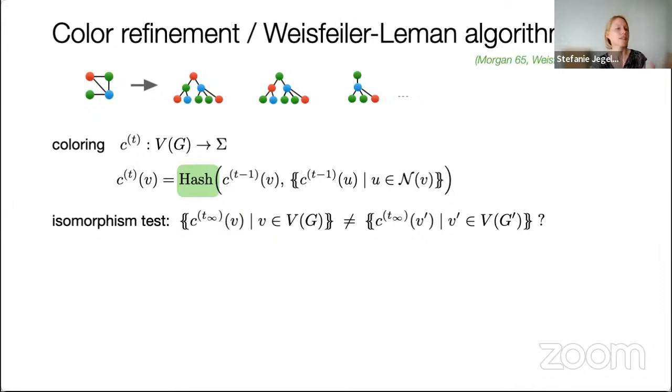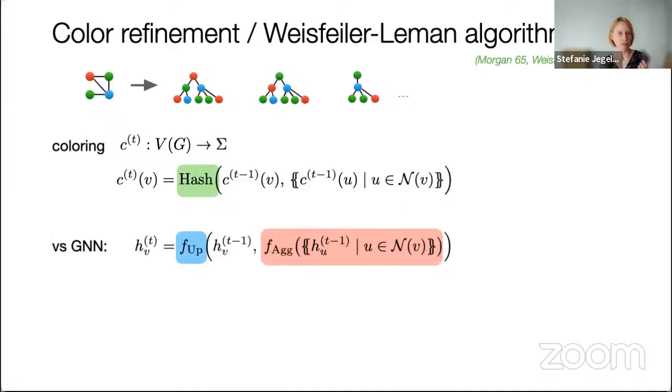It starts with an assignment of each node to a symbol in an alphabet, a color, and then it iteratively updates the colors of each node in parallel by uniquely encoding the colors in the neighborhood of that node. And so this is what the hash function says here. And then you can iterate this process until it converges. And once it converges, you can compare the set of colors for two graphs. If they are different, then the graphs are different. The other direction doesn't actually hold, unfortunately. So it's not a perfect isomorphism test.